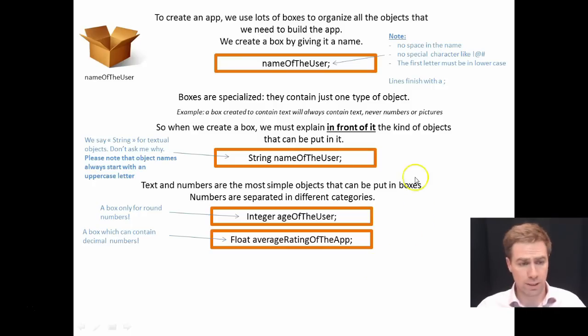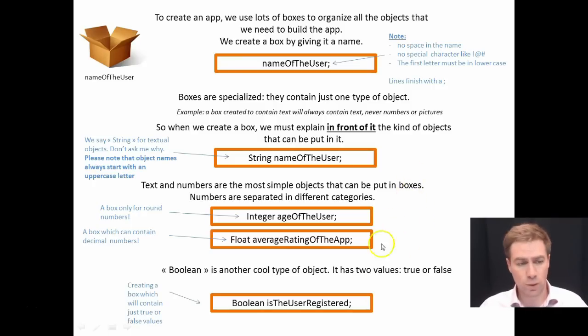Okay, so that's how we create boxes. I have a last one I want to show you. The box, I call it, is the user registered? And in it you want to store yes or no, or more exactly, you call them Boolean. So here it's a box, and in it can only be something which is true or false, not letters, not numbers.